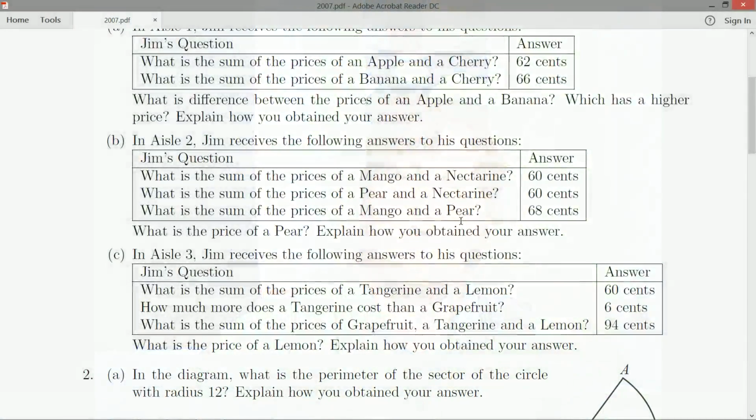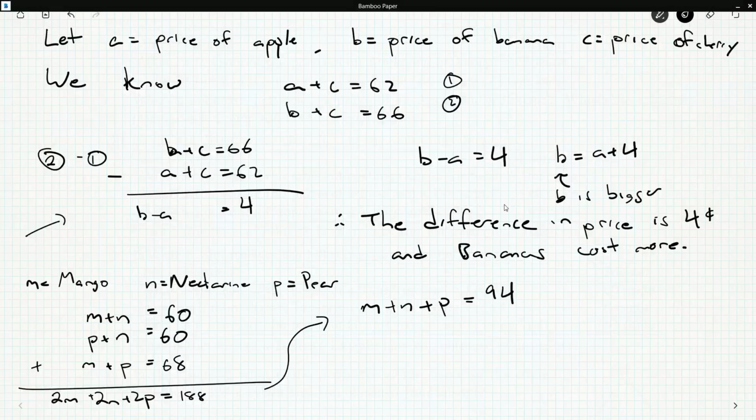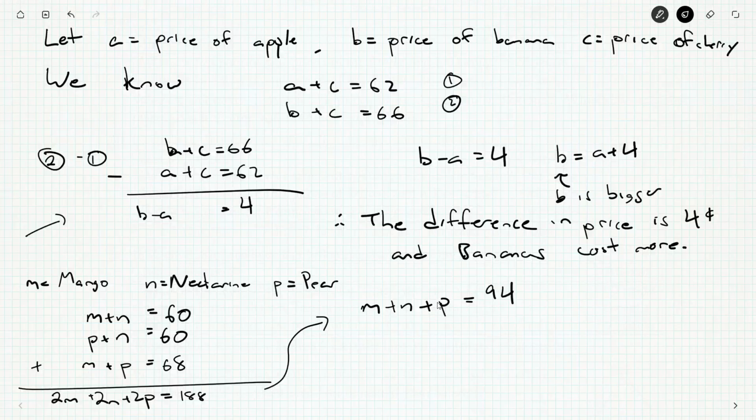How does this help us? Well, we're not done yet. We want just the price of a pear. Now I have a calculation with all 3 of them in it exactly once. So what we can do now is say, well, I just want a pear. So can I find an equation that when I subtract it, I'm just left with a pear on the one side? Is there any way to get rid of both this M and this N and keep this pear?